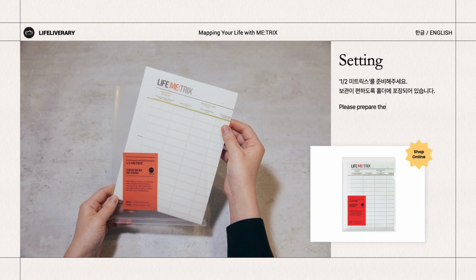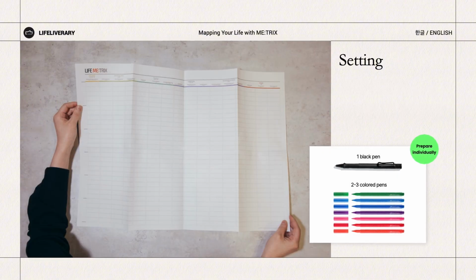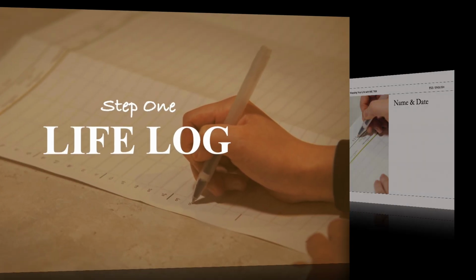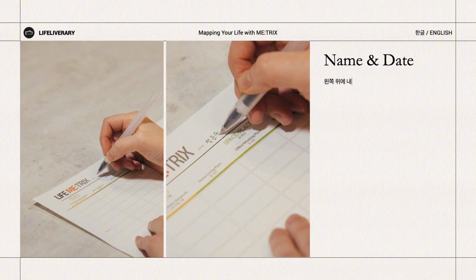Please prepare the half Mitrix. Spread the paper out on the table. Please have a black pen and 2 or 3 colored pens ready. Write your name and today's date in the top left corner.